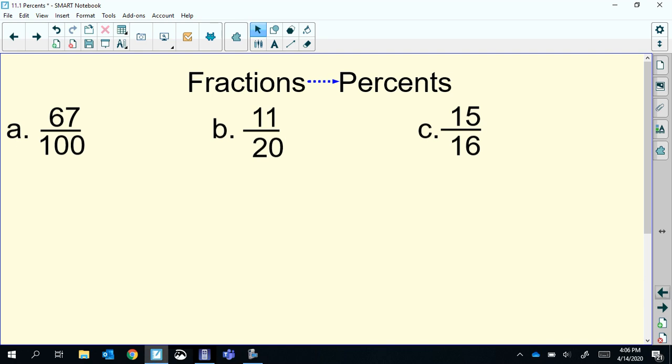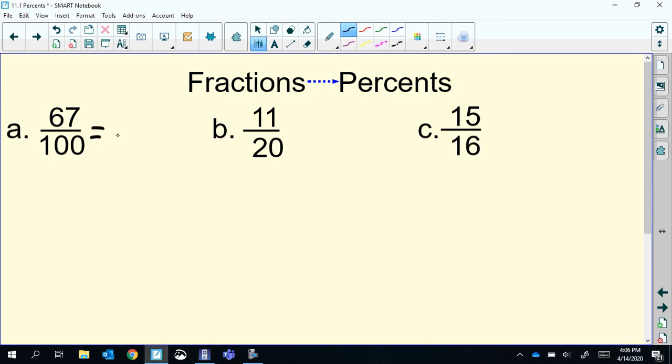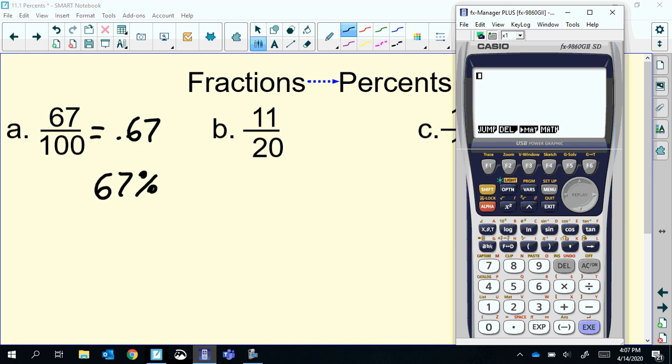So 67 divided by 100. If you needed to, you could punch that in your calculator, but it is 0.67. That's it as a decimal. Now to make it a percent, you just move it 2 spots to the right. 67%. Or on your calculator, you type it in 67 divided by 100. And then to make it a percent, you multiply by 100 and put the percent symbol on it.